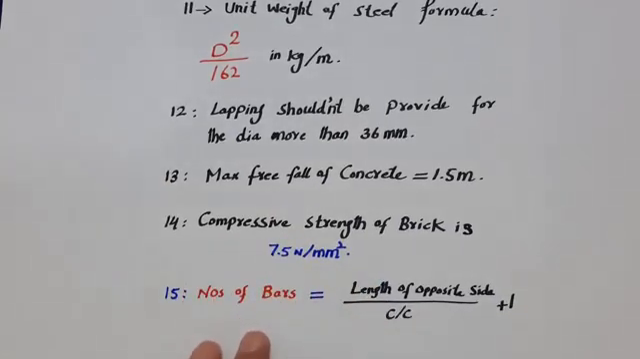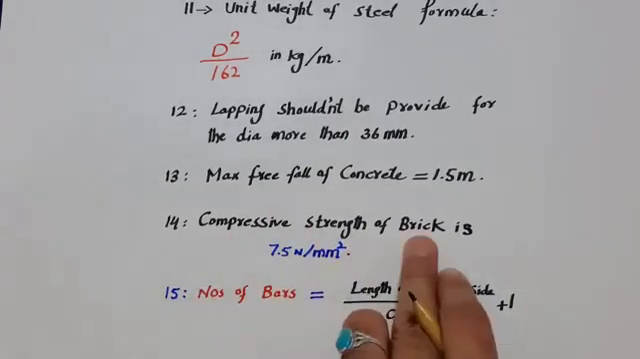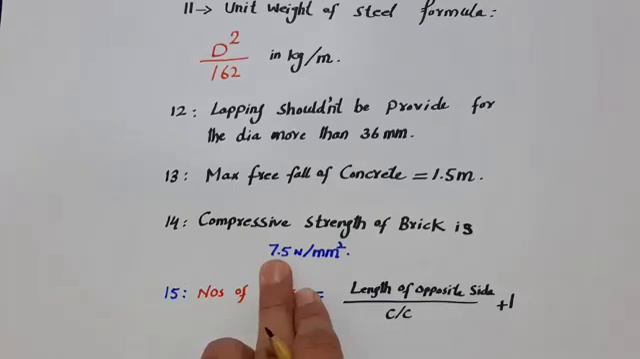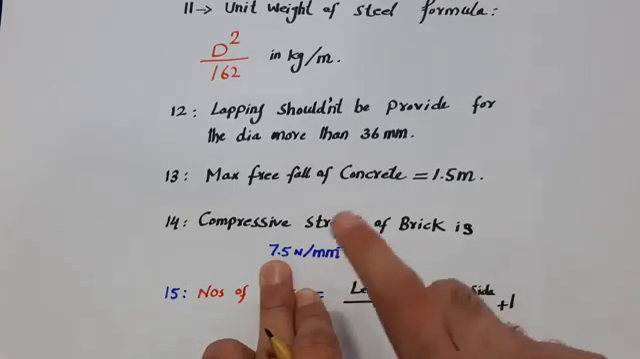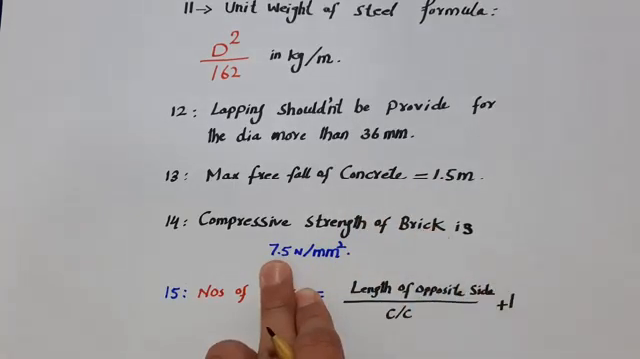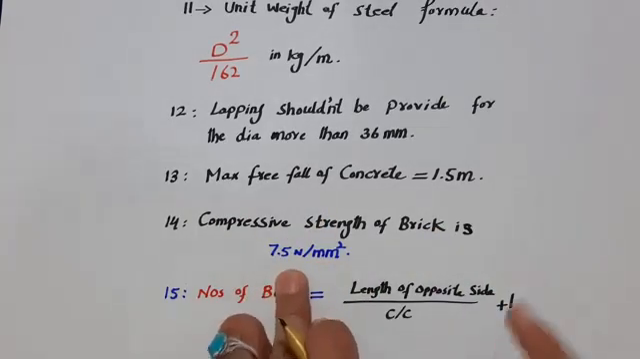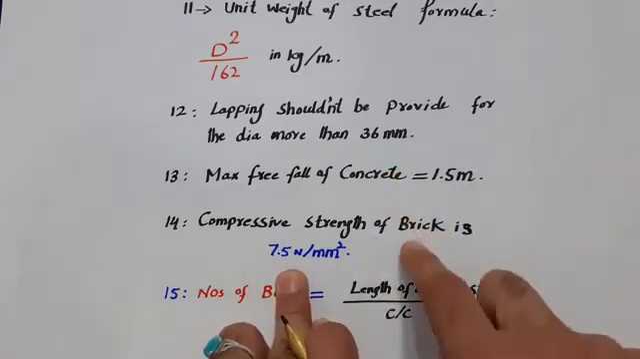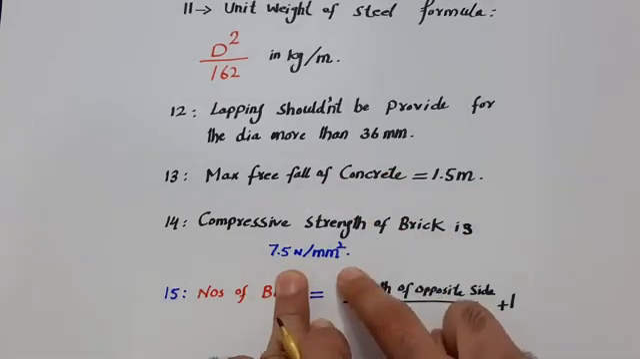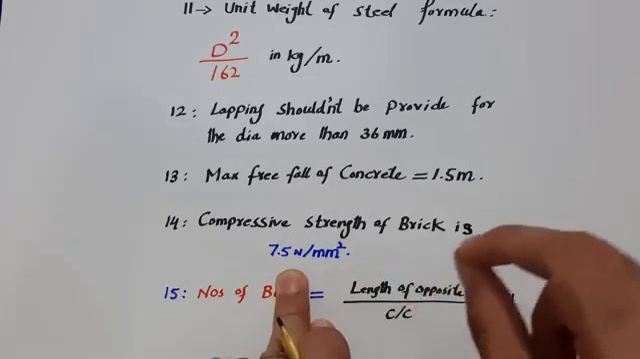Therefore, remember this point. The 14th one is, guys, compressive strength of brick is 7.5 Newton per mm square. It doesn't mean it should be exactly 7.5, but it should not be less than that. The compressive strength of the brick should not be less than 7.5 Newton per mm square generally.